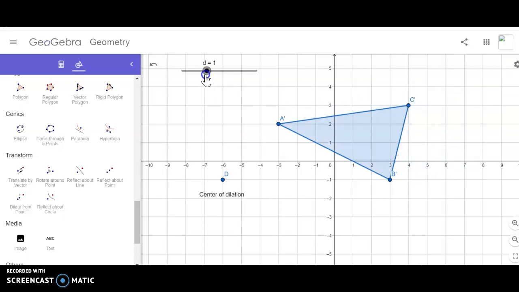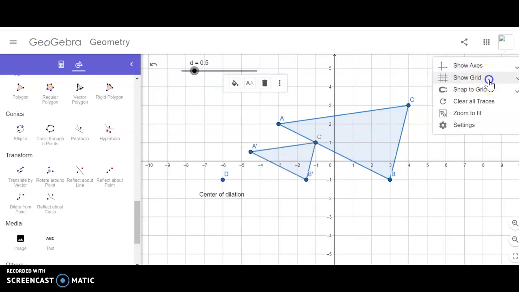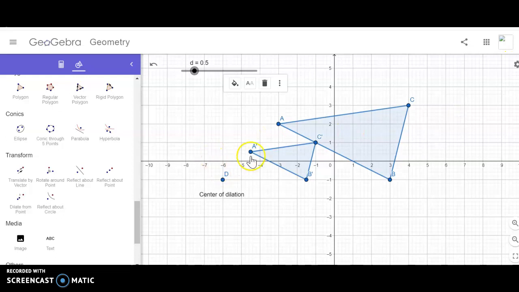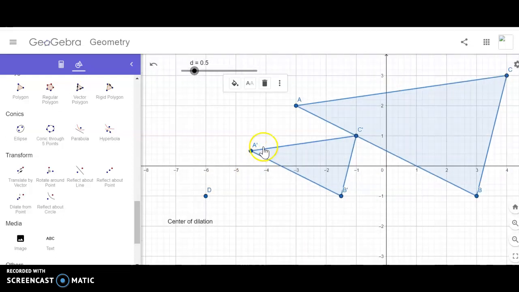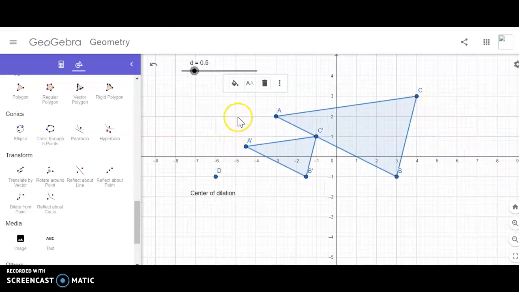So what we want to see here is a couple different things. First off, I'm going to turn on major and minor grid lines so we can zoom in and see things at a half. So this would be 4.5. But the first thing I want us to look at is the fact that the center of dilation is where it's being grown from.